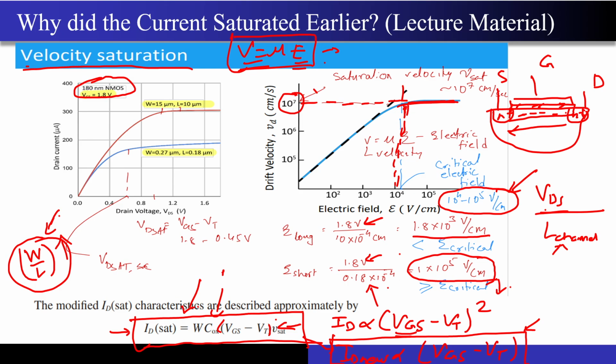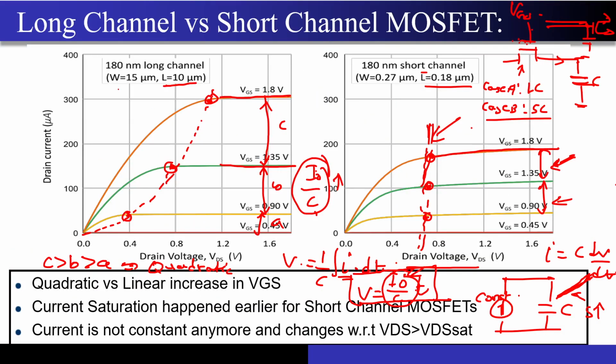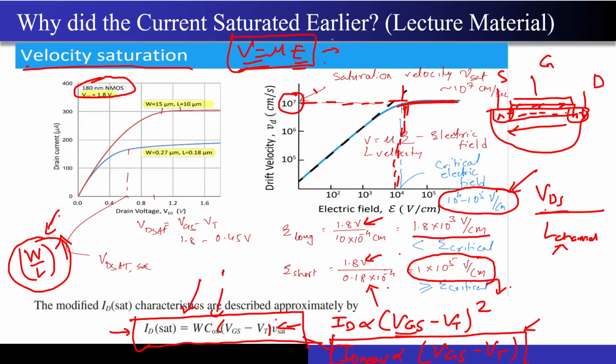Another intuition, if you want me to give: what is gm? The gm formula is dou ID by dou VGS. If I write the formula, it will be mu n Cox W by L into VGS minus VTH. So what does this mean? By increasing the VGS minus VTH value, I can increase the transconductance of my device. Now if I differentiate dou ID by dou VGS for the short channel MOSFET, what will it be? It will be just W times Cox times Vsat.